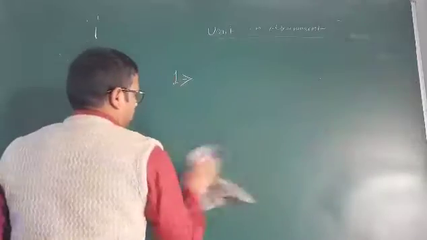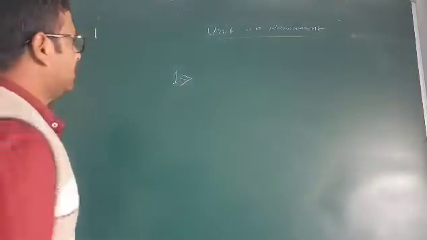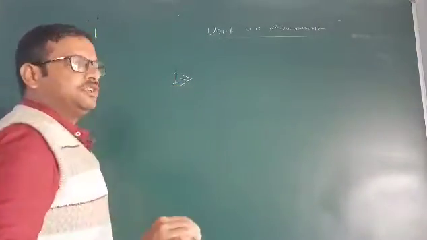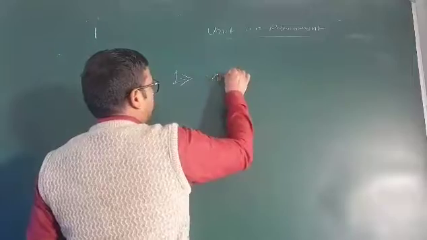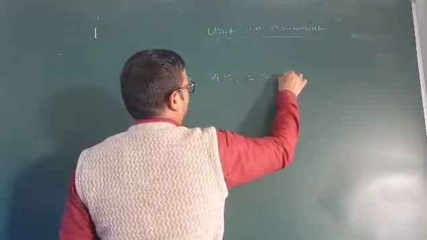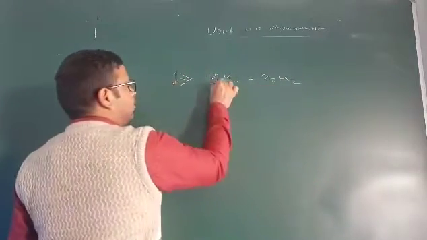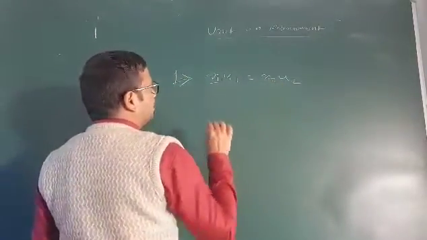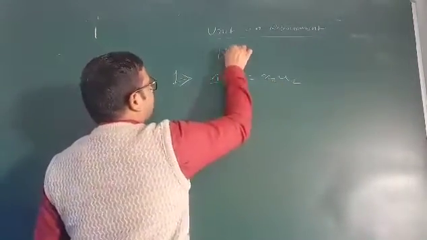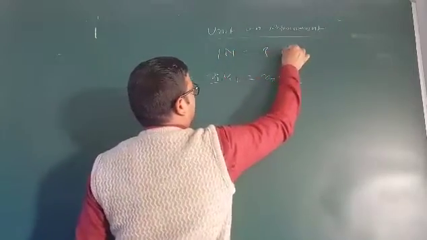Now come to the dimensions. With the help of dimension you can convert one unit into another unit by using the formula N1 U1 equal to N2 U2. N1 is the data value. Suppose you just want to know that 1 Newton is how many dyne.